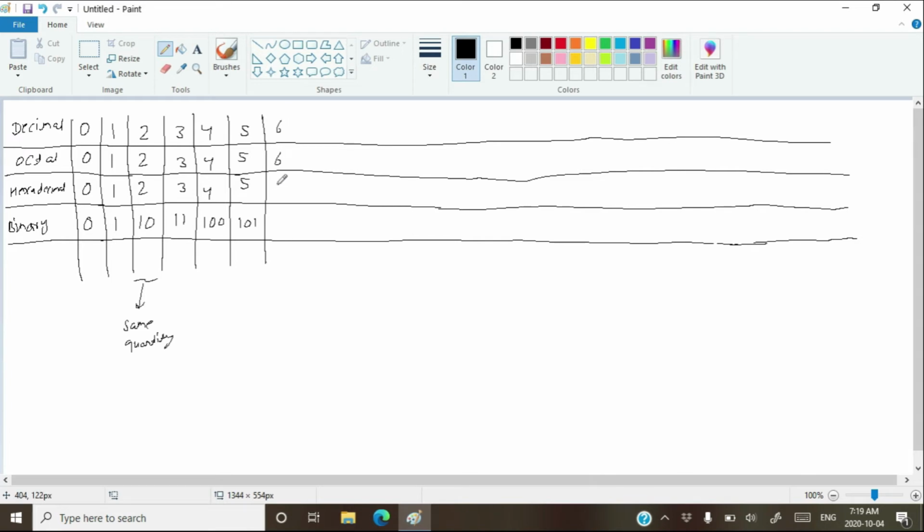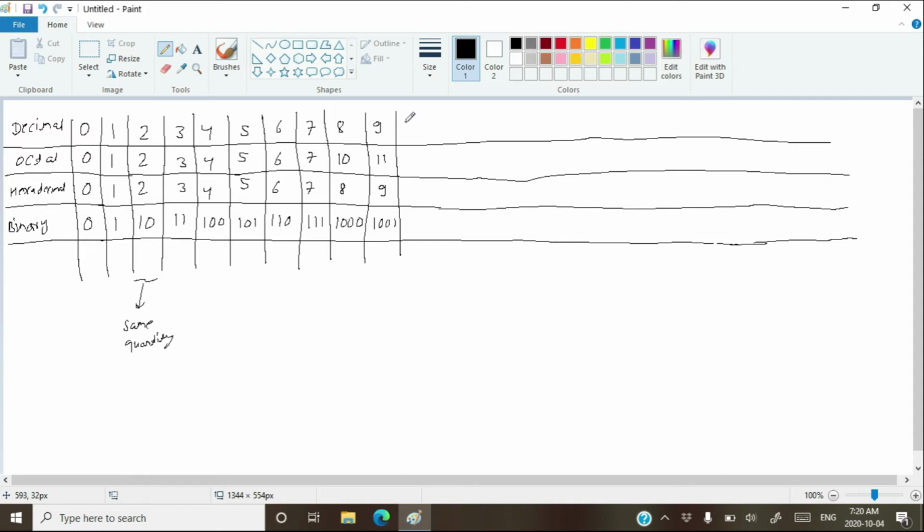6, 6, 6, and 110. 7, 7, 7, and 111. 8, and there is no 8 in octal. So what comes after 7? Can you tell me in octal? What comes next in the counting? It comes 10. And you have 8 here, and you have 1000 in binary. Then after that it comes 9, and in octal it is 11, in hexadecimal it is 9, and here it is 1001.